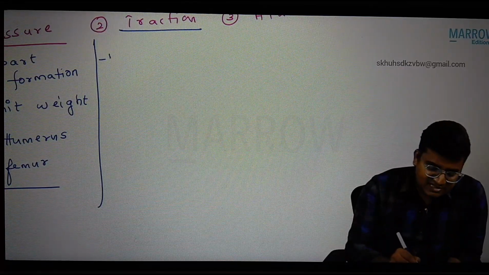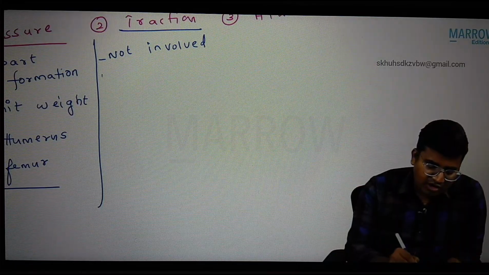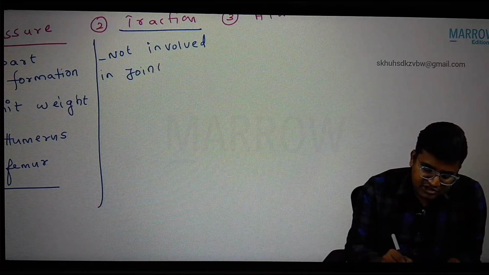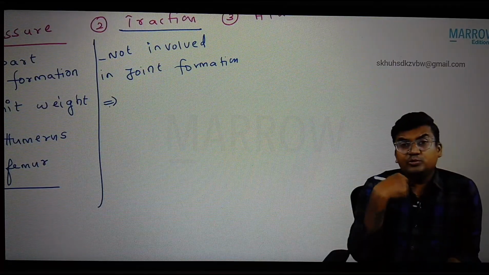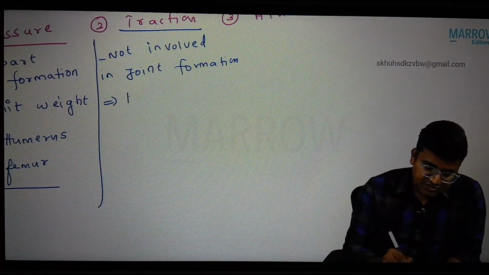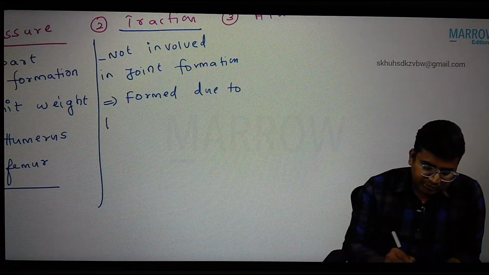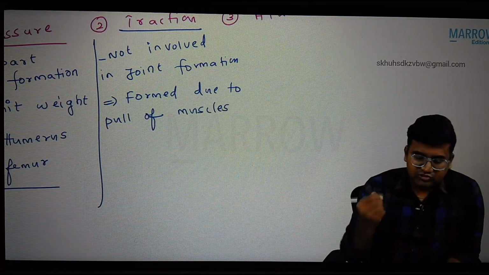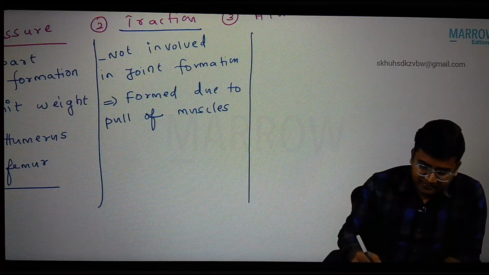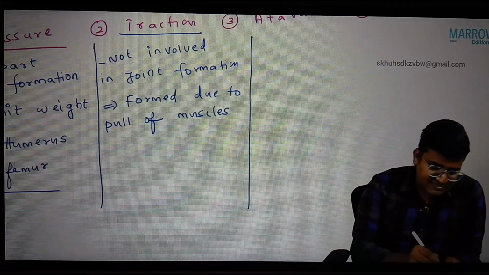Now traction epiphyses are not involved in the joint formation. They are formed due to the pull of the muscles. Okay, right. Now what are the examples for the traction epiphysis?